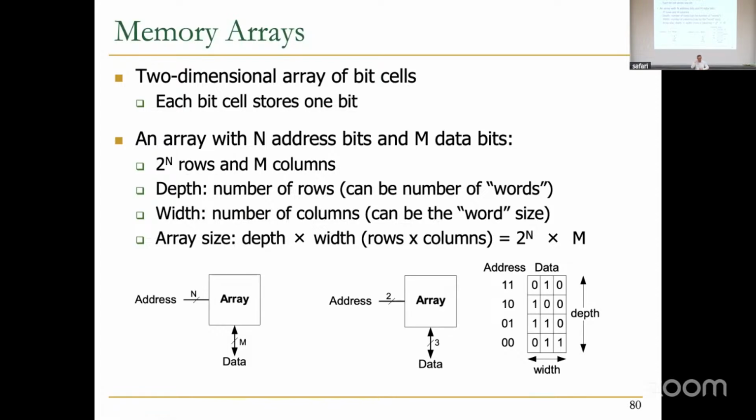We've seen this, but just to jog your memory from earlier lectures, you have a number of rows. This could be the number of words also. You have the number of columns, which could also be referred to as word size. And array size is clearly rows times columns, right? 2 to the n times m in this case.